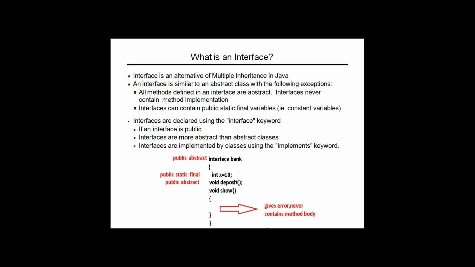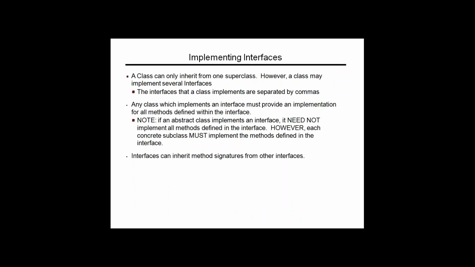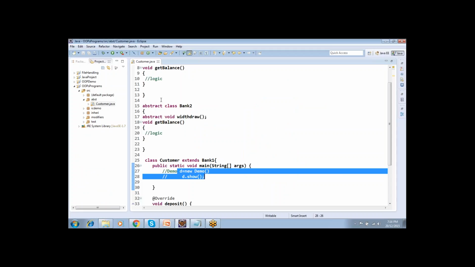But this is the concept of JDK 1.7. As of JDK 1.8, we are allowed to define the body of a method in the interface also. That is a new concept. Firstly I am explaining all the JDK 1.7 concepts. After that I will explain what is different, what is new in JDK 1.8. So as per JDK 1.7, an interface never contains the body of a method. So let's see. The same program we can write using an interface also.